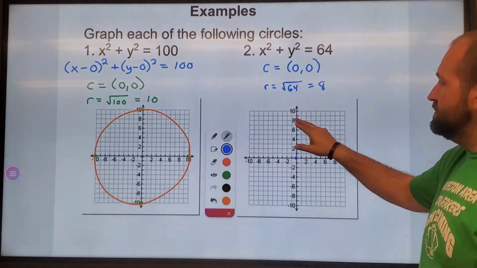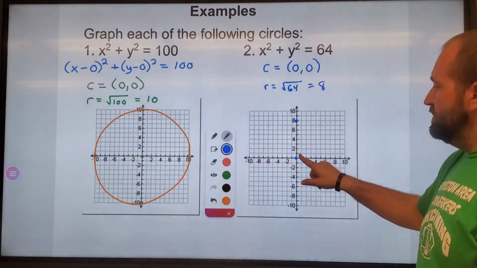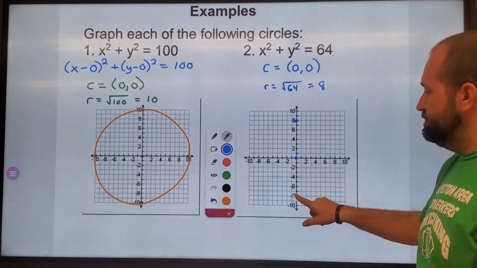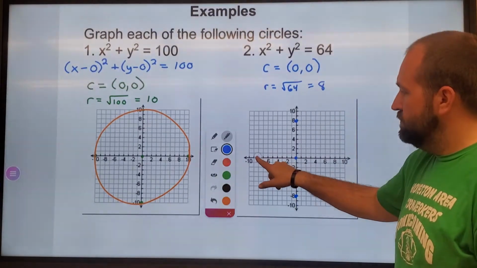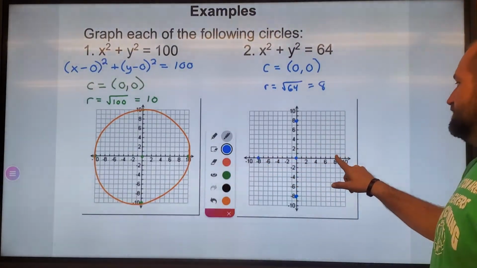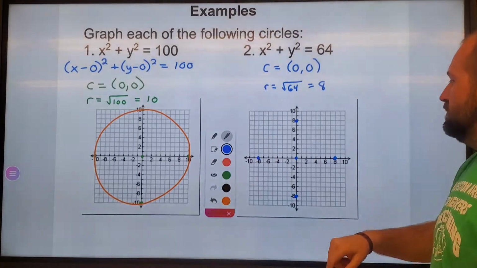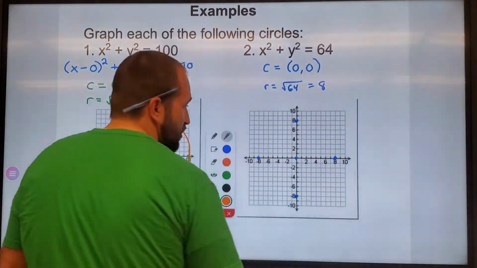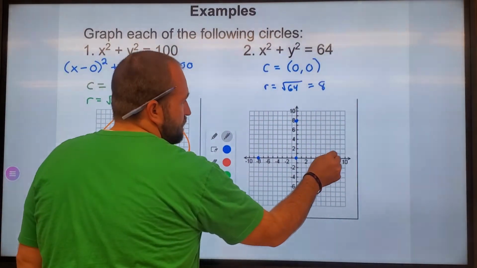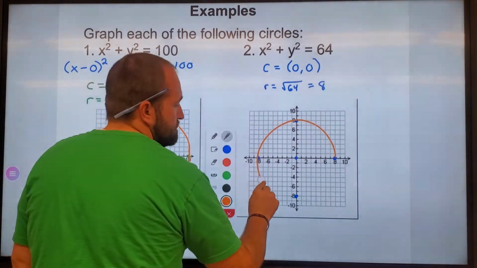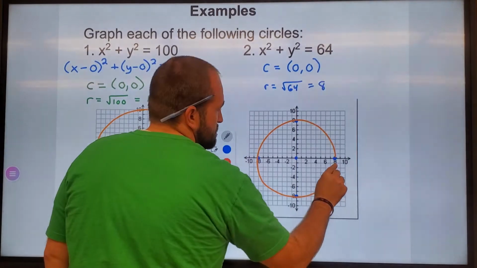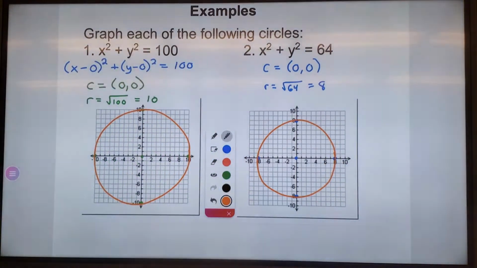I go up 8 units, dot. Back to the center, down 8 units, dot. Back up to the center, left 8 units, dot. Back to the center, right 8 units, dot. Okay, and then again, draw it as best you can. So we go from here, go up and around. Okay, that one looks a lot better.